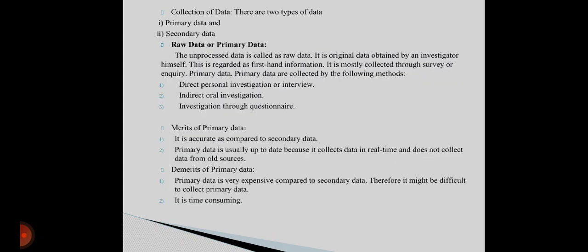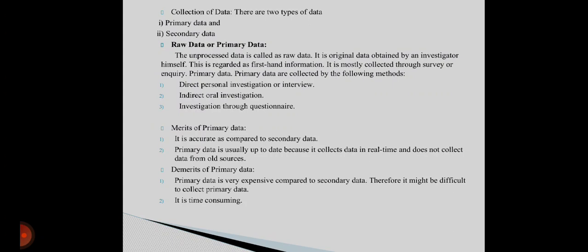Then collection of data. There are two types of data. The first one is primary data and the second one is secondary data. The primary data is also called raw data. Unprocessed data is called raw data.